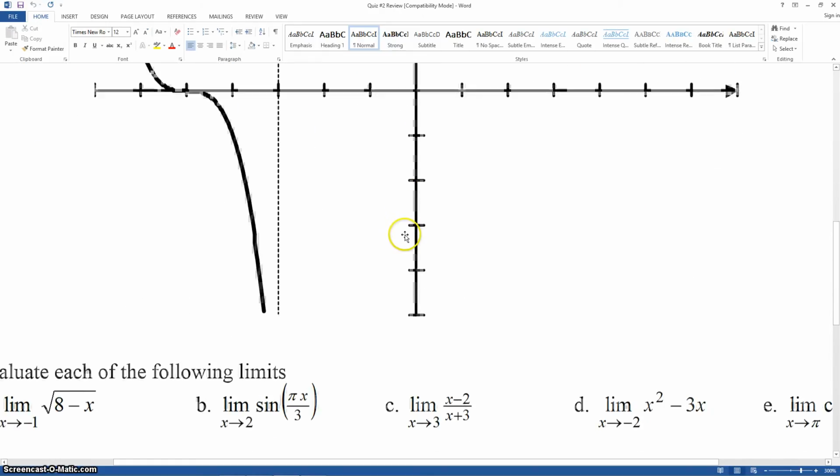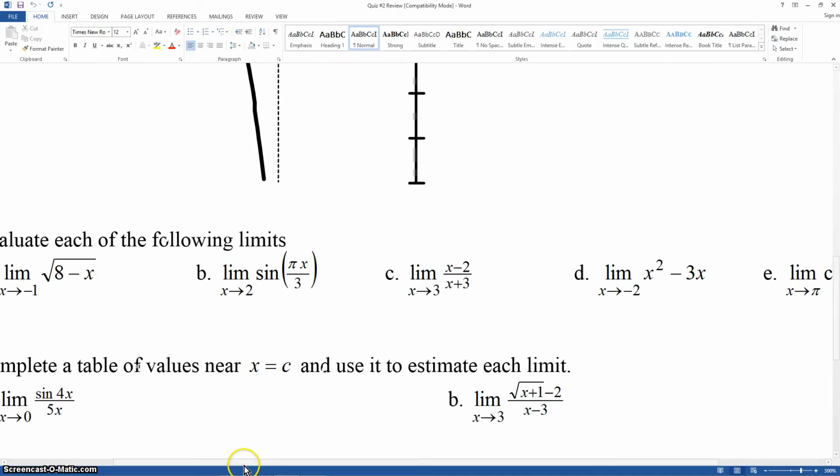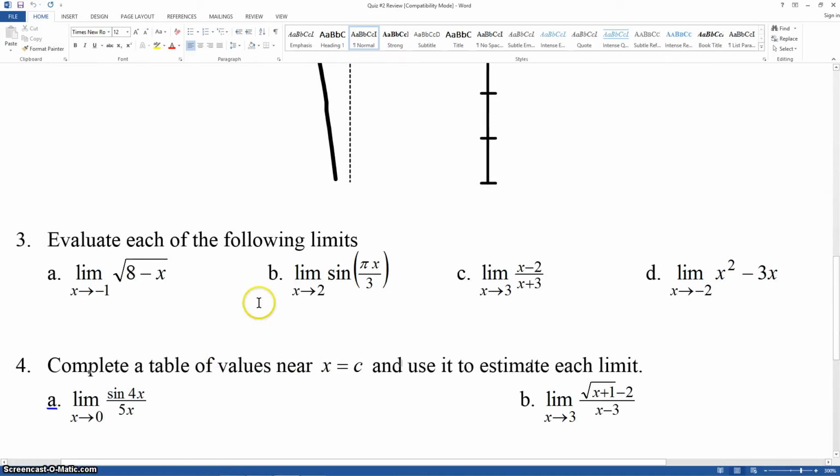Okay, now let's go ahead and look at evaluating each of the following limits. For a, direct substitution works, so you have 8 minus negative 1, which would give us the square root of 9, and the square root of that is 3 at this point.